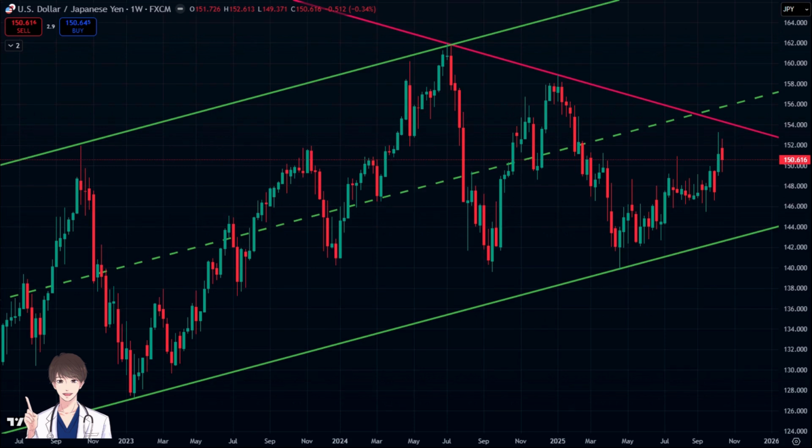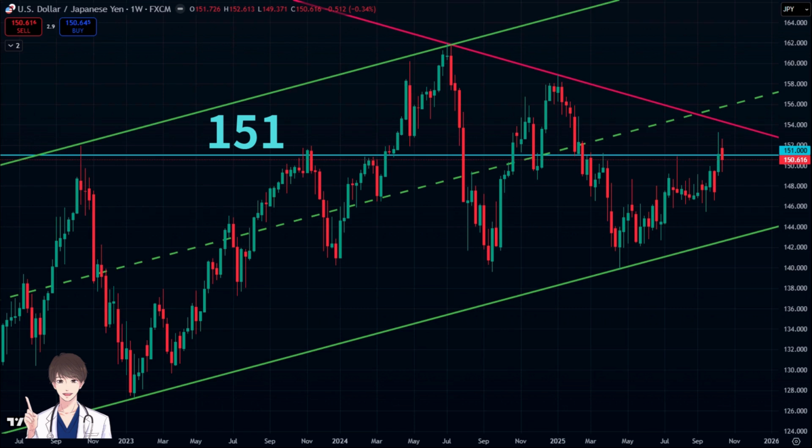In October, price once again attempted to break above the key 151 level. But similar to last week, the weekly candle closed below it, around 150.6, failing to establish a decisive breakout. The pair has not yet made a clear move above 151, so we should remain cautious and observe price action calmly in the coming days.